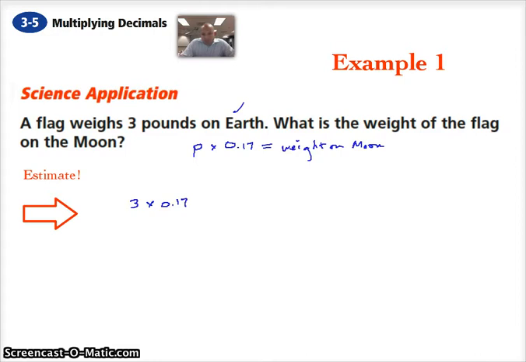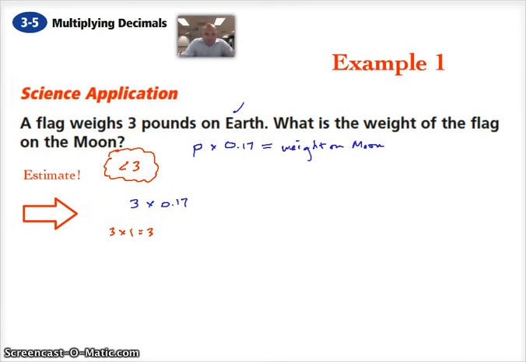Now, first thing we do, of course, before we actually solve this problem is figure out an estimate of this. Now, I know that 3 times 1 is equivalent to 3, and 17/100ths is much smaller. In fact, it's almost a tenth smaller than this 3, so I know my answer is going to be much less than 3. So I'm going to write that as an estimate here. It's going to be less than 3. In fact, it's going to be much less than 3.